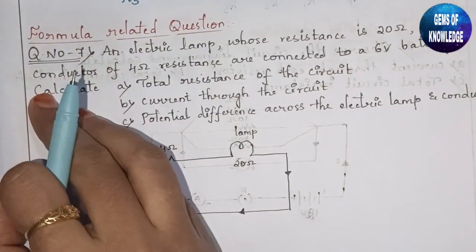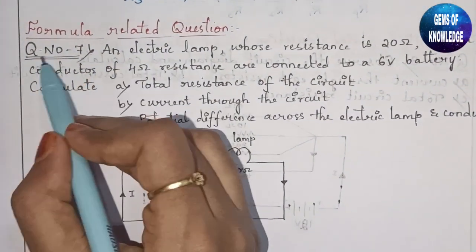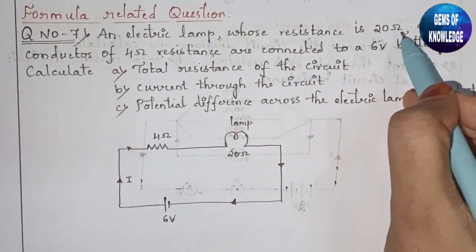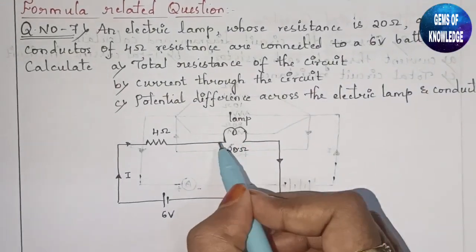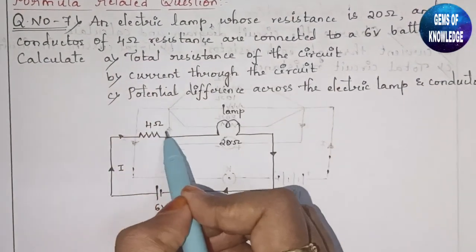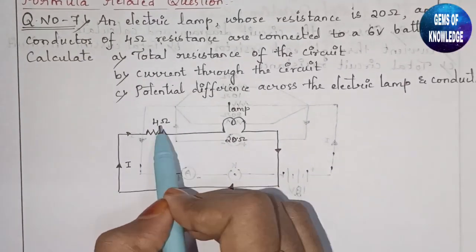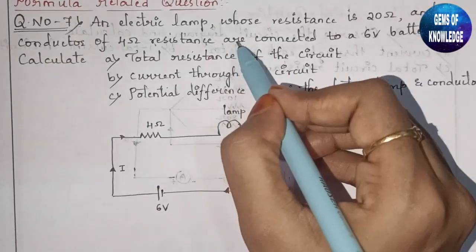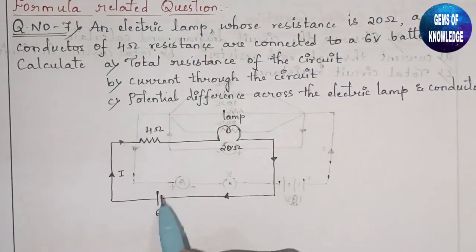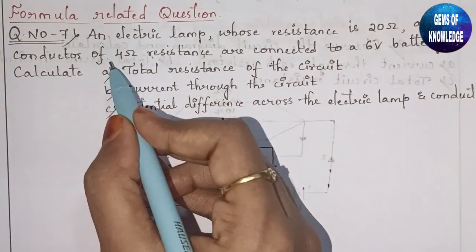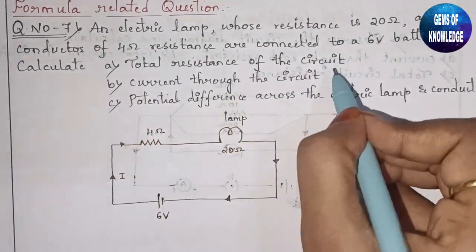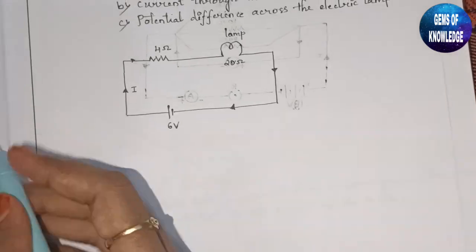So depending on this formula, we are having one more question here. So the question number 7: an electric lamp whose resistance is 20 ohms. Okay, so this is a lamp, its resistance is 20 ohms, and a conductor of 4 ohms resistance, and this is a conductor which is having the 4 ohms resistance, is connected to a 6 volt battery. We need to calculate three things here, that is A, B, C. First one is total resistance of the circuit. What is the total resistance of the circuit? Okay, so let us solve.